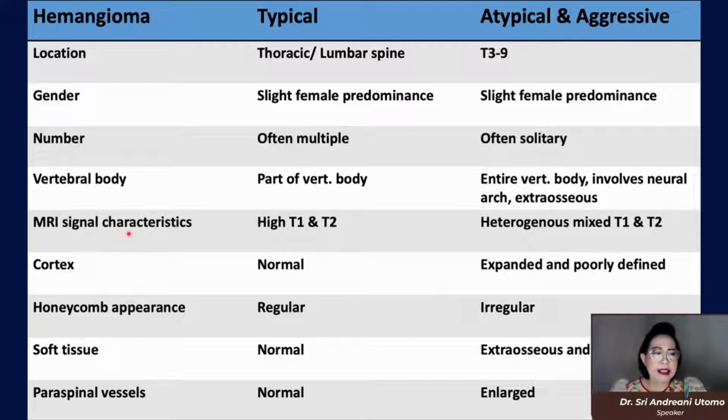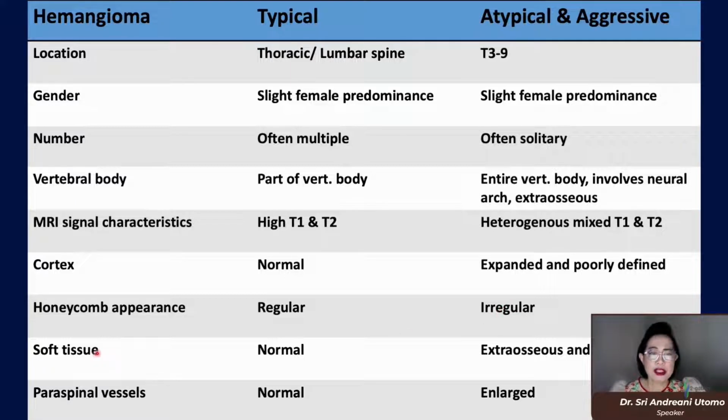And for the MR signal characteristic, typical bone hemangioma usually shows high signal in T1 and T2 because of the fat adjacent to the hemangioma. And for atypical and aggressive hemangioma, it is heterogeneous, mixed in T1 and T2. The cortex in typical is normal. For the atypical and aggressive bone hemangioma, it is usually expanded and poorly defined. The honeycomb appearance in typical is regular, but for atypical and aggressive bone hemangioma, it is irregular.